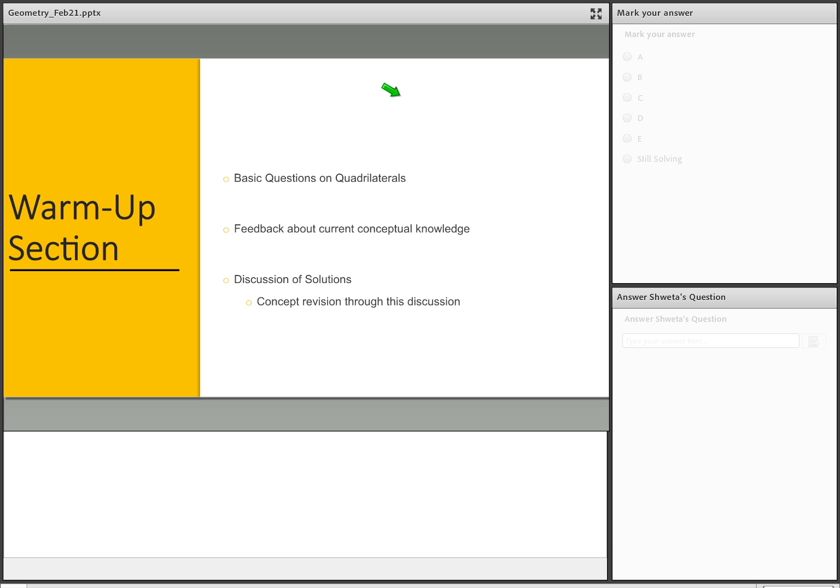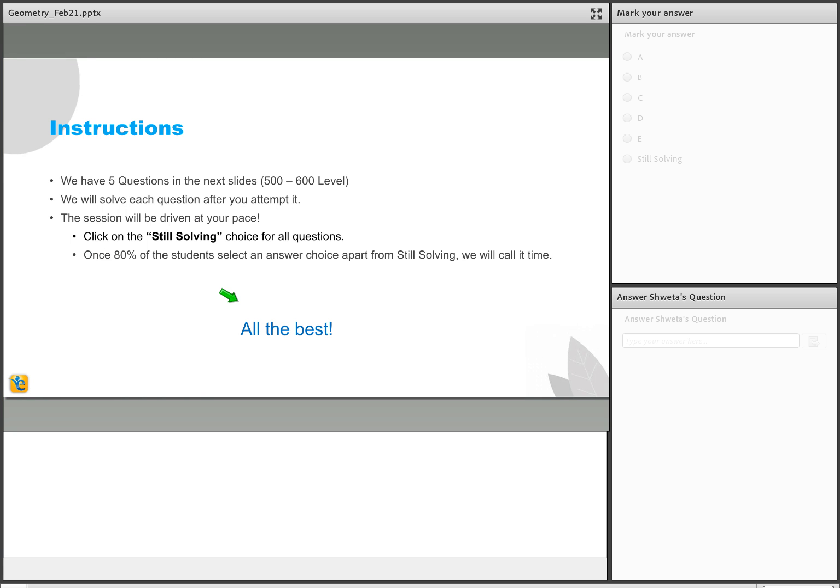Let me just show you the instructions for the same and what it is all about. So as I already told you, warm-up section, it will be easy questions, 500 to 600 level questions, where we will learn the basics on quadrilaterals. We will discuss the solutions, one solution after one question. In fact, for the warm-up, the sprints, we are going to discuss the solution immediately after you're done with your question. Now, I'm going to bring in the first question after this instruction slide.